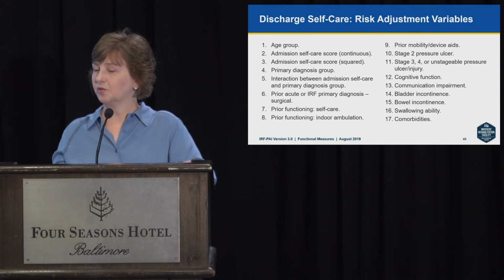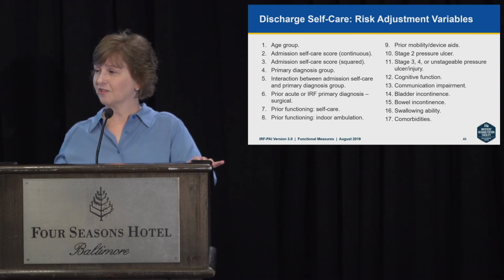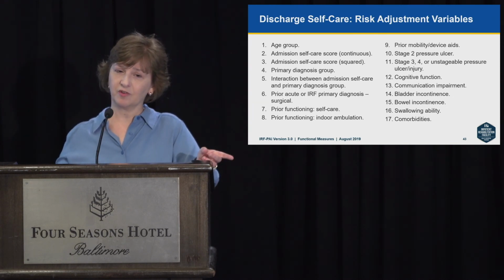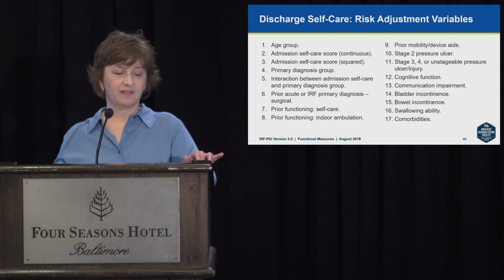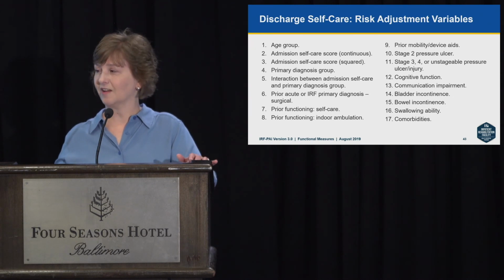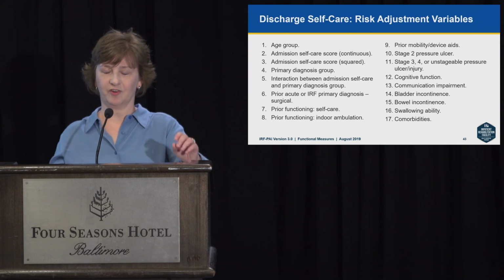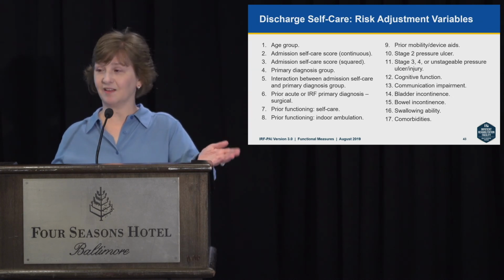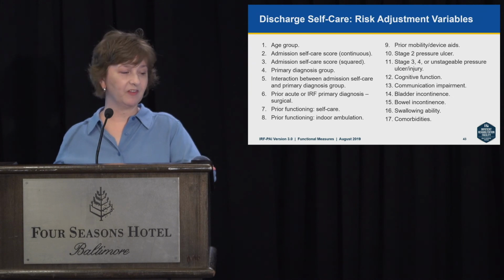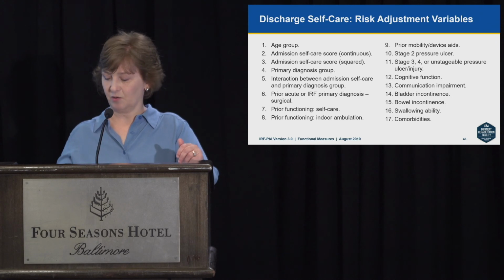So similar to what I mentioned before about the change in self-care measure, the same risk adjusters for the other self-care measures are also used here. Basically, instead of predicting change in self-care, in this instance, we're predicting the discharge self-care, but that is essentially the same mathematically when you adjust for the admission score. So again, these are all the same things that you saw on the previous slide: age group, primary diagnosis, prior functioning, the pressure ulcers, the communication, cognitive impairment, bowel and bladder function, swallowing abilities, and comorbidities.